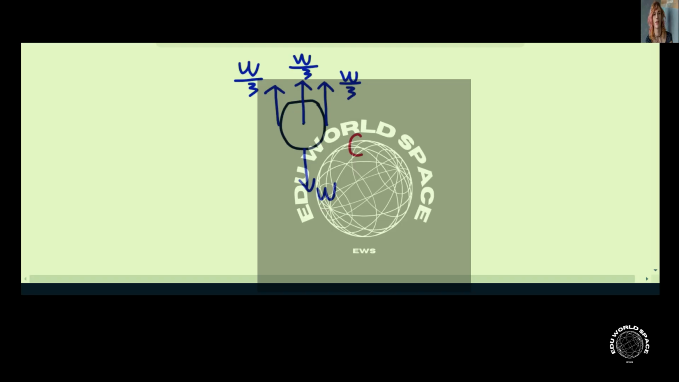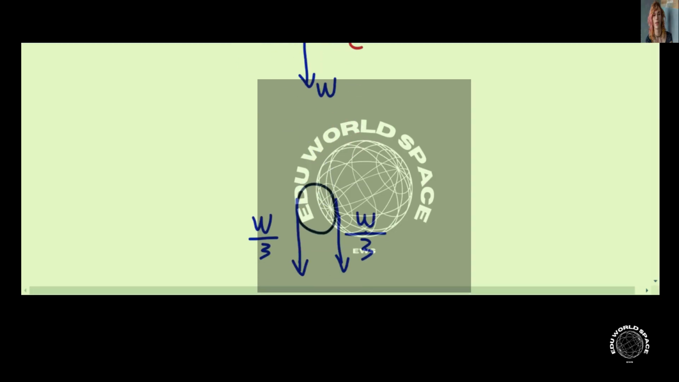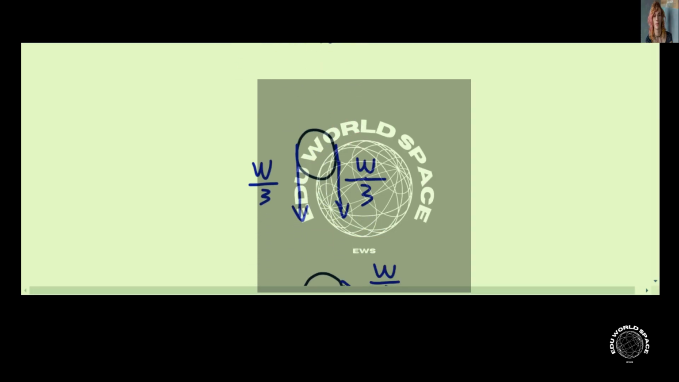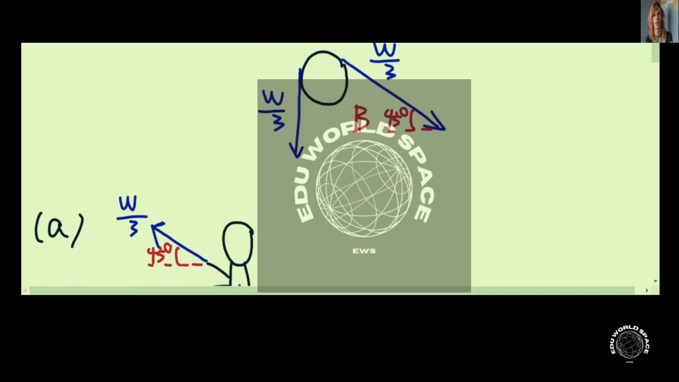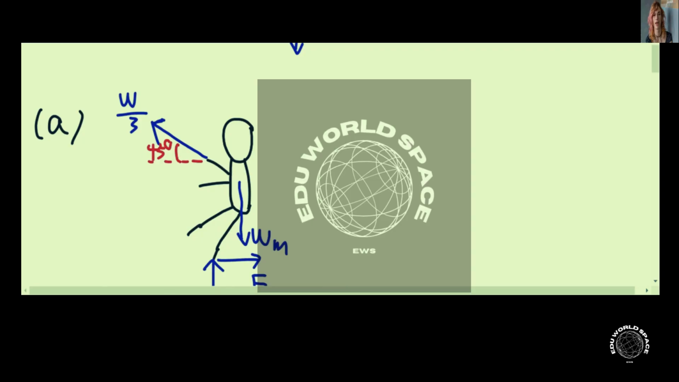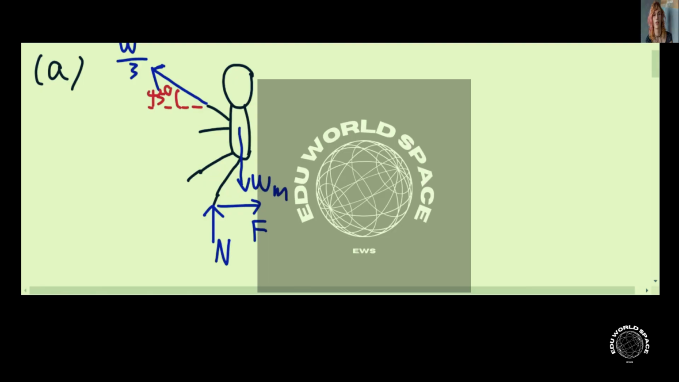Okay, so this is the free body diagram for the pulley C, and this is the free body diagram for the smallest pulley, and then this is the free body diagram for the pulley B. So for part A, this is the free body diagram for the man. So we can apply the force equilibrium for this case.